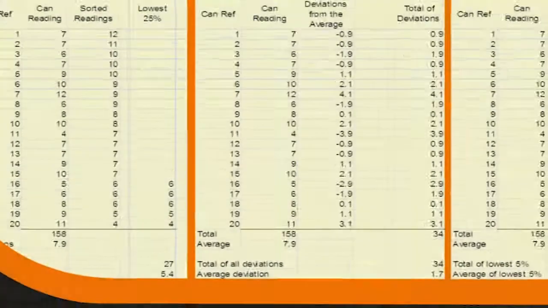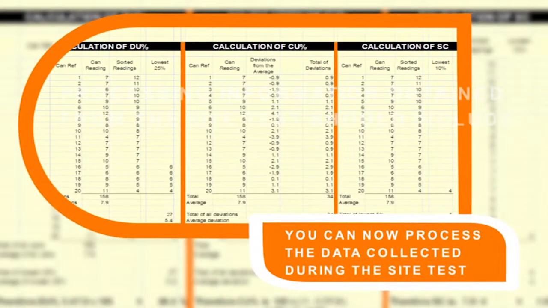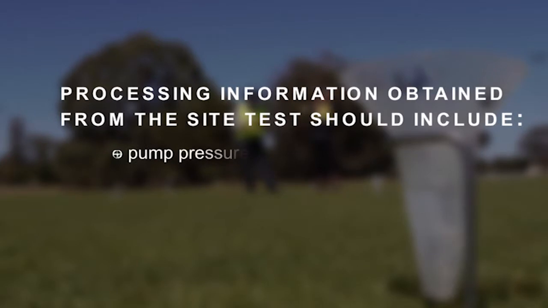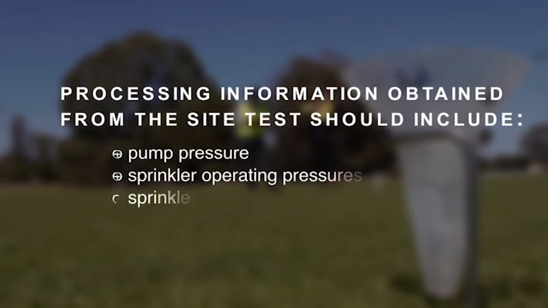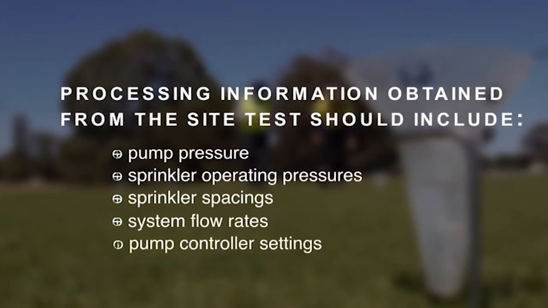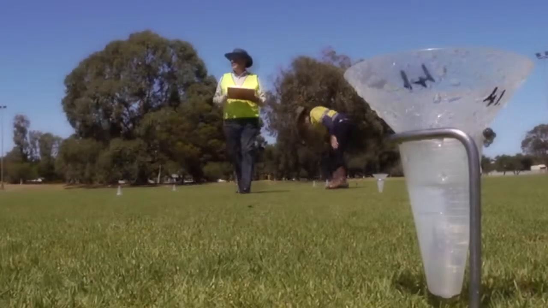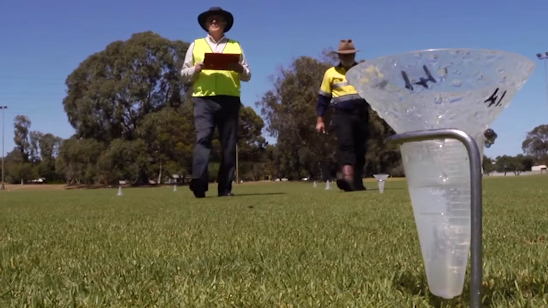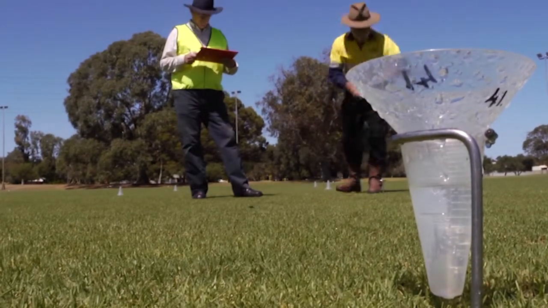You can now process the information collected during the site test. This includes the pump pressure, the sprinkler operating pressures and sprinkler spacings, the system flows, and the controller settings. And lastly, you can process the catch cup data to determine the distribution uniformity.